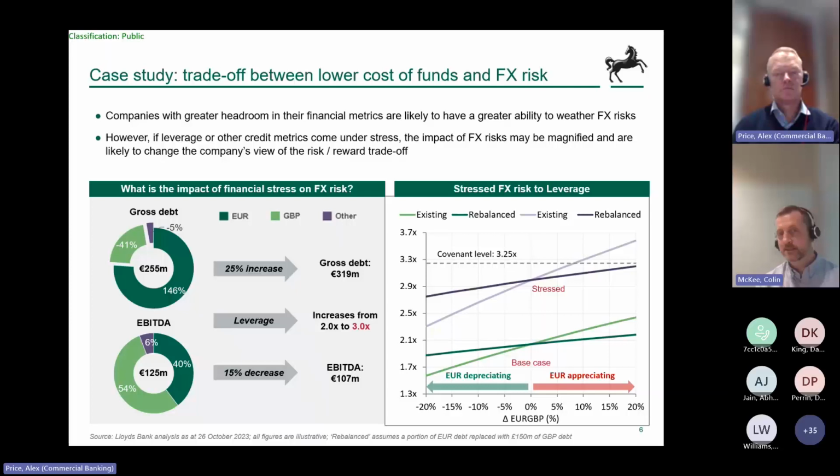Whereas if they rebalance the dark purple line, then that gives them at least a bit more headroom, if you like, or a bit more certainty that they would hope not to breach that level.